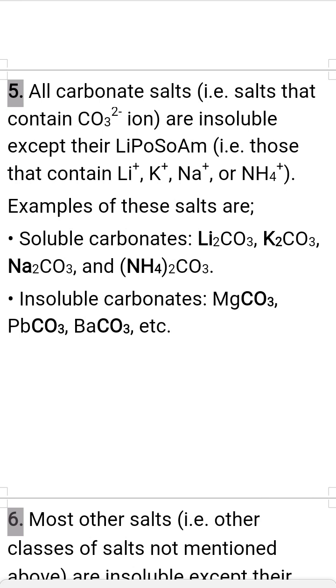So if they are present along with a carbonate group, the carbonate is soluble. But if none of them is present as the first part of the carbonate, it is an insoluble salt. And so, to that effect, soluble carbonates include lithium carbonate, potassium carbonate, sodium carbonate, and ammonium carbonate. You can see that they contain members of the Lipo-Sum group. Insoluble carbonates include magnesium carbonate, lead carbonate, barium carbonate, because none of them is carrying a member of the Lipo-Sum group.